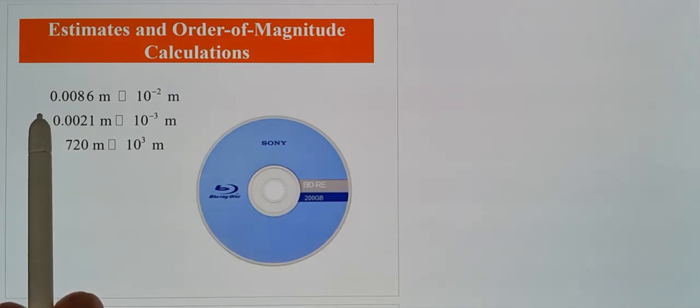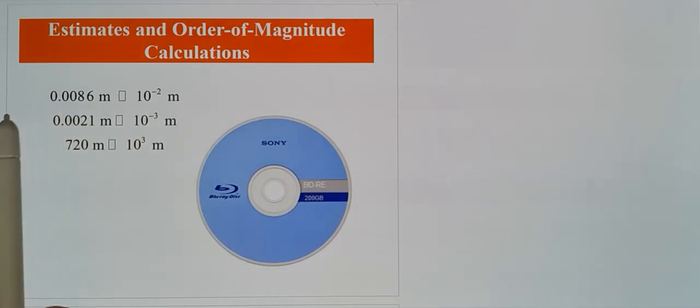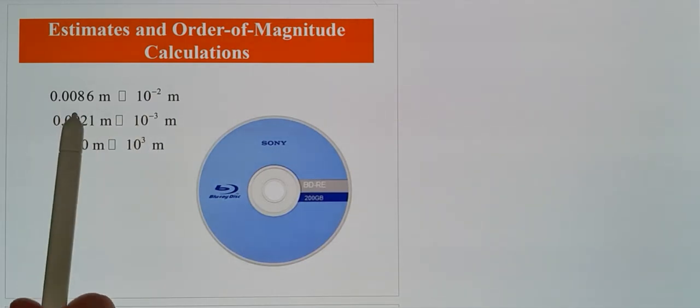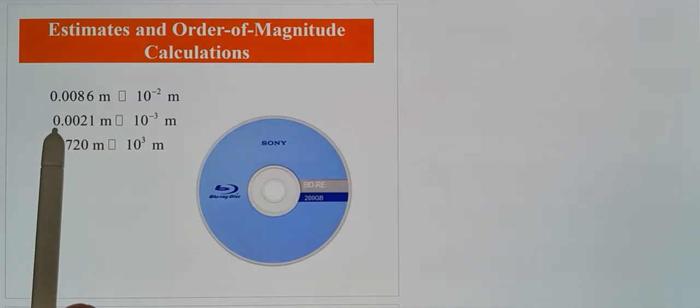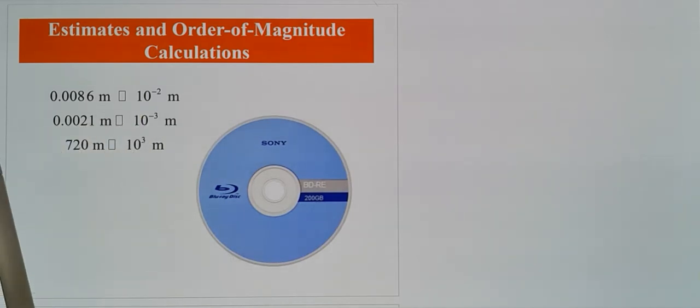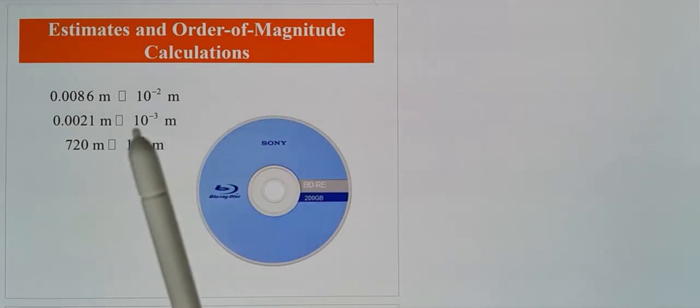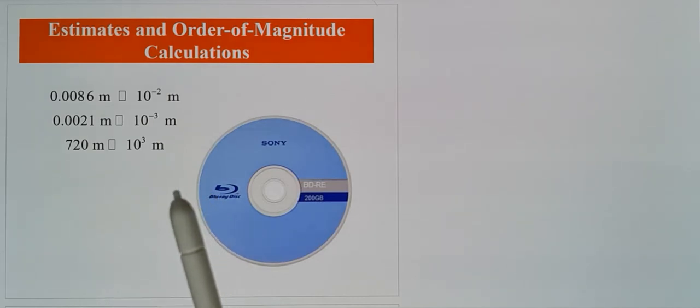For example, here the number we have, 0.0086, well, it's 10 to the minus 2. That's an approximation. It's about 1 centimeter. 0.002, well, it's about 1 millimeter. That's an approximation. That's order of magnitude. 720 meter, well, it's about a kilometer. It's 10 to the power 3. This is what we mean by order of magnitude.